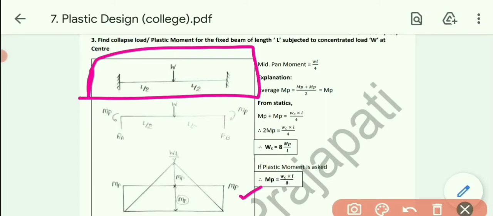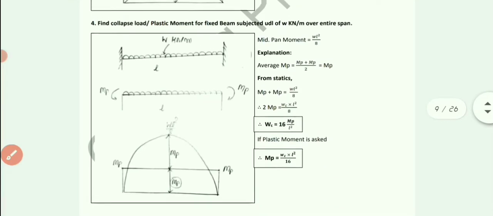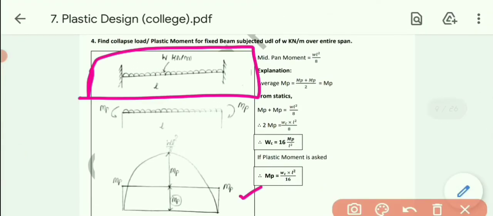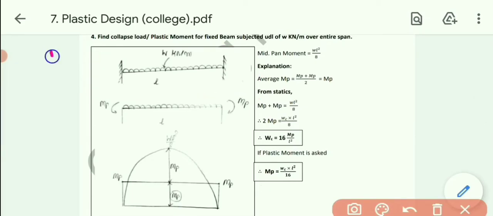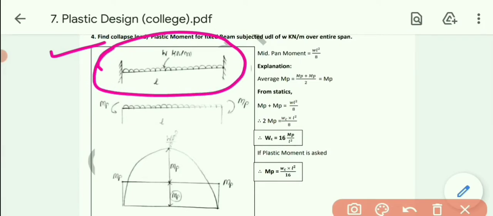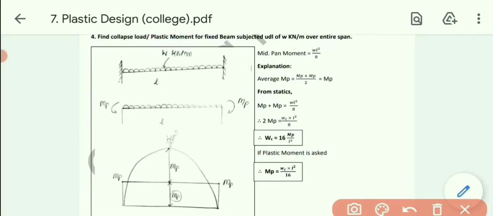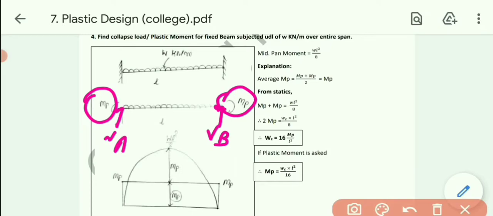Similarly, let's take the UDL load over here. Example number 4. Find the collapse load or plastic moment for the fixed beam subjected to UDL over the entire span. Now first draw the diagram, fixed beam with UDL over the entire span of the length L. Now let's take the redundant MP, and vertical reaction V or RA. Similarly vertical reaction VB or RB and MP will be there.